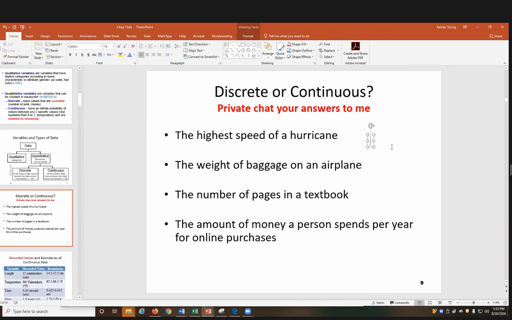All right, so the top speed of a hurricane. Do we measure speed or do we count speed? Measure. So is this going to be things to measure, or continuous? How about the weight of baggage on an airplane? Do we measure weight or do we count weight? Measure. So that's also going to be continuous.